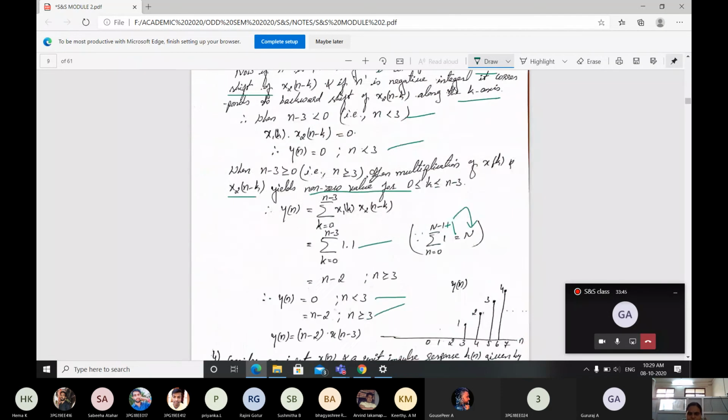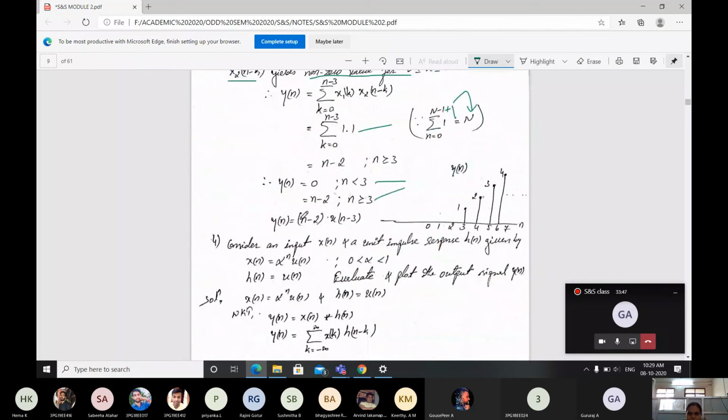For that reason, here it is written as u of n minus 2 into u of n minus 3. Then multiplying u of n minus 3 with this n minus 2 value. How to draw this signal? First you substitute n as 0. When n is 0, we get minus 2, so we don't have any signal to draw here.